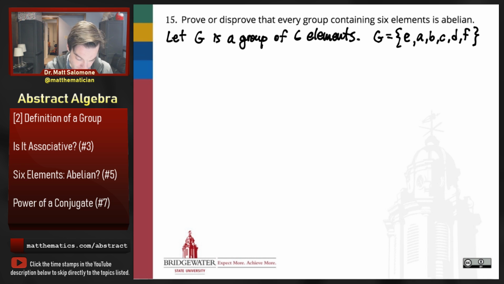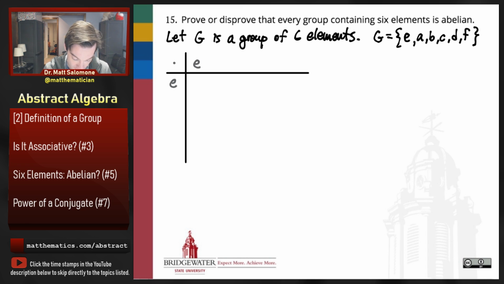And if we're really being naive, if we don't want to use any specialized knowledge at this point, what we would probably do is try to write down a multiplication table, or since this is a group, we can actually call it a Cayley table. E, A, B, C, D, F. And just try to write out a times table for this thing.